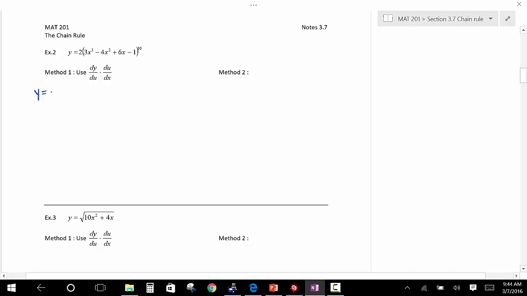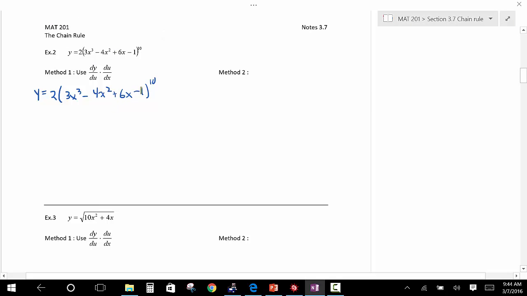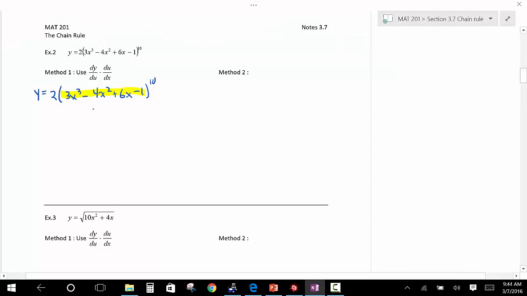All right, so what we want to do is think of this as a composition of functions. When you look at this particular example, the way I look at this is there's 2 things going on. The first thing is something is being raised to the 10th power. So when you write your composition of functions, you can write this like this. You can just call that whole thing right there u. U is just the variable we use all the time, okay?